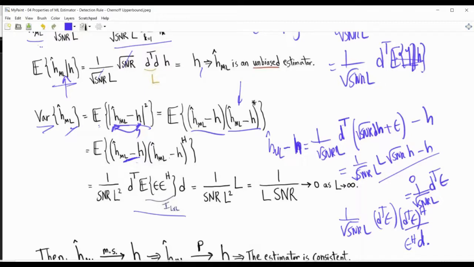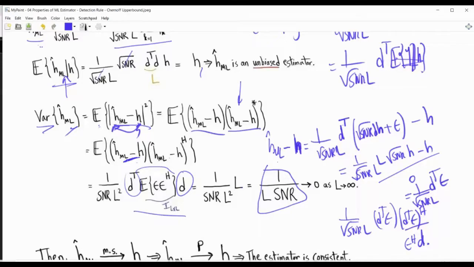What is random here? Nothing is random except the vector epsilon of contaminating noise, and its covariance matrix is identity using our model. And so basically you are left with D transpose D, which is L, and so the variance of the estimator is 1 over L divided by SNR, which is sort of intuitive.